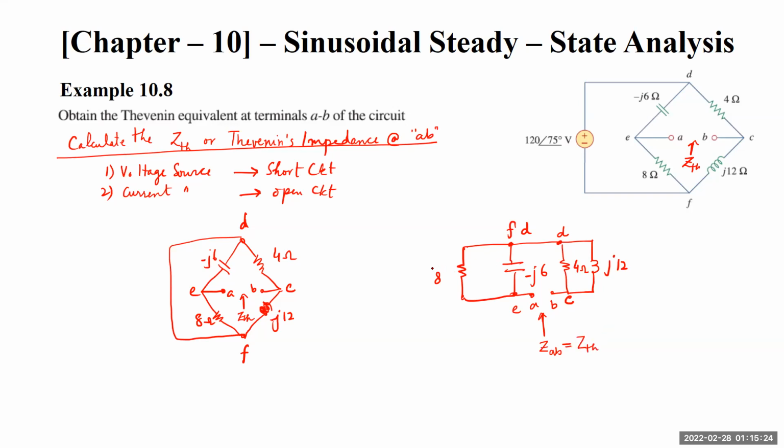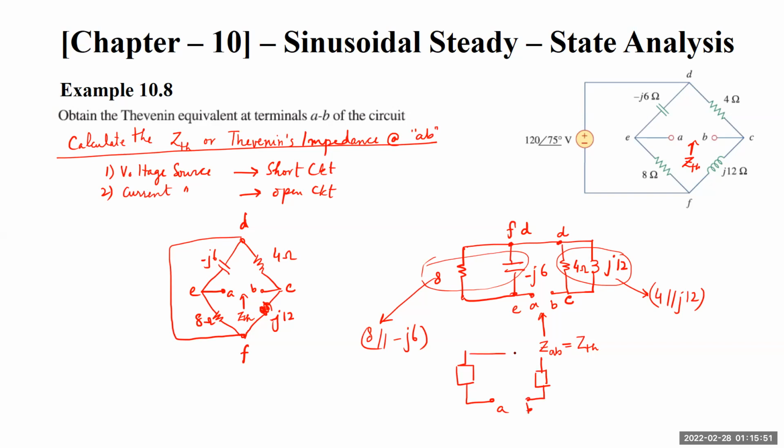So that Z-Thevenin is basically these two parallel combination of 8 in parallel with minus J6 and parallel combination of 4 in parallel with J12. So the effective impedance would look something like this. This is A, this is B, and this is 4 together. So this is 8 in parallel with, I call it as Z1, and I call it as Z2. So this becomes my Z1.